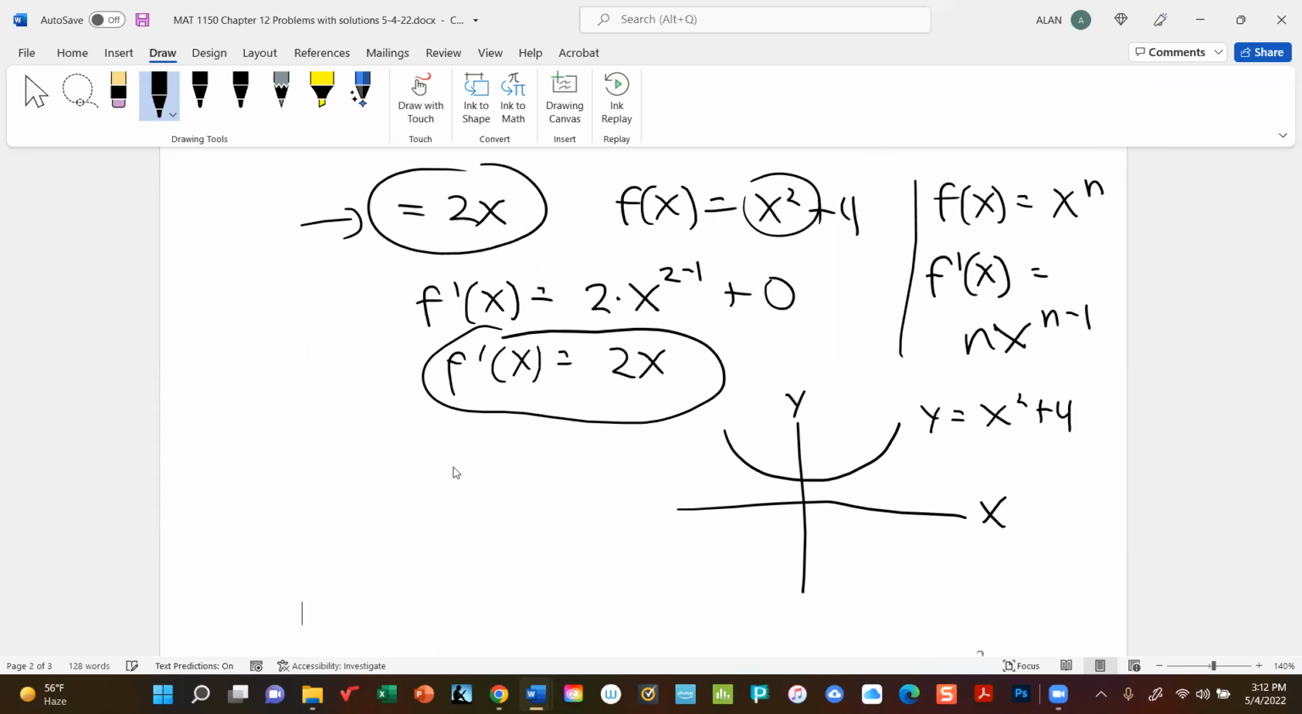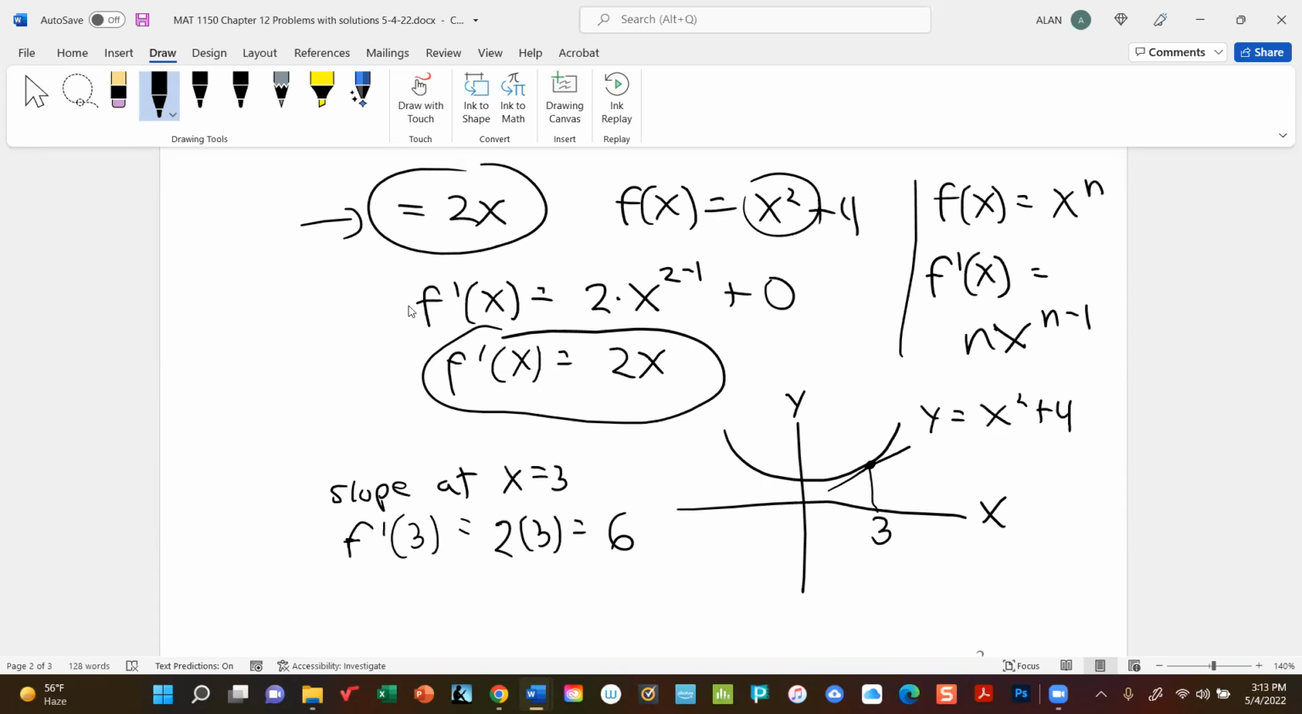Let's just say I randomly pick the point x equals 3. The slope at that point is the slope of that tangent line, and that's equal to f prime of 3, which means 2 times 3, which means at exactly that point, the slope is 6. The derivative of this is therefore 6 at that point.